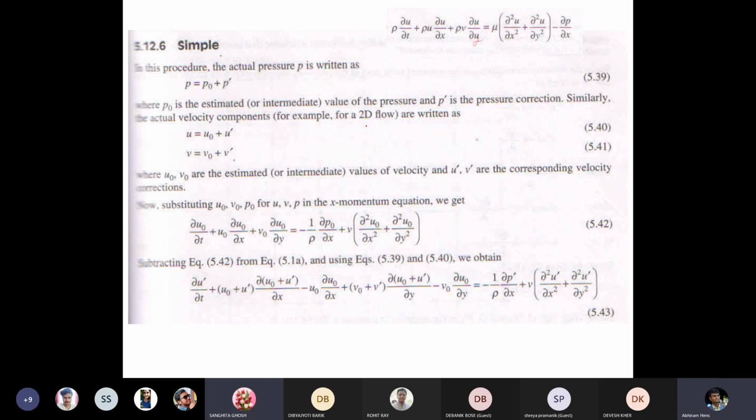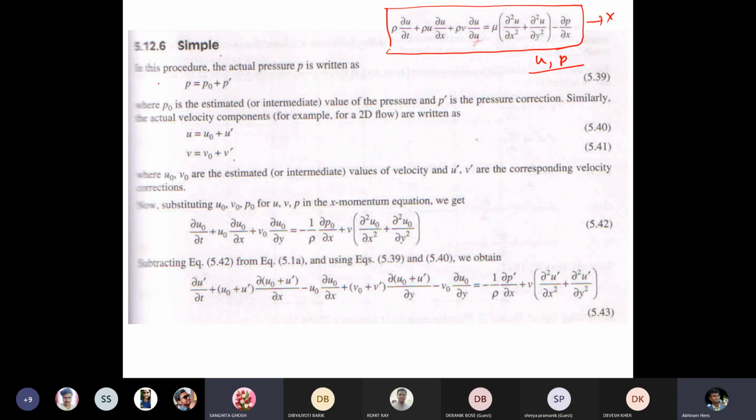Okay, so this is all about the SIMPLE algorithm. First I will try to explain the science behind it, the theory behind it, then we will go to the steps. So this is our equation, right? This is the two-dimensional x component of the Navier-Stokes equation. So we have u and p, these two are unknown for this particular case. Similarly for the y component there will be v and p, these two are unknown.